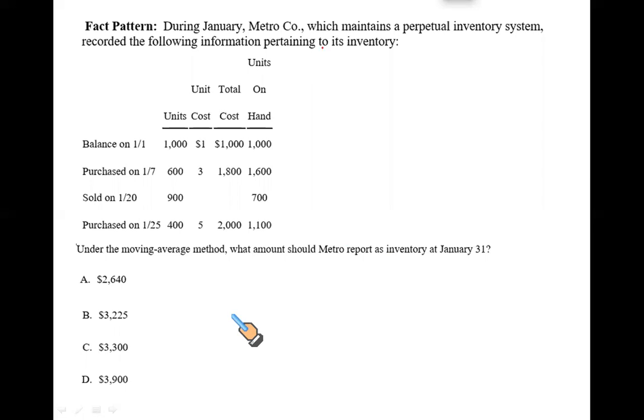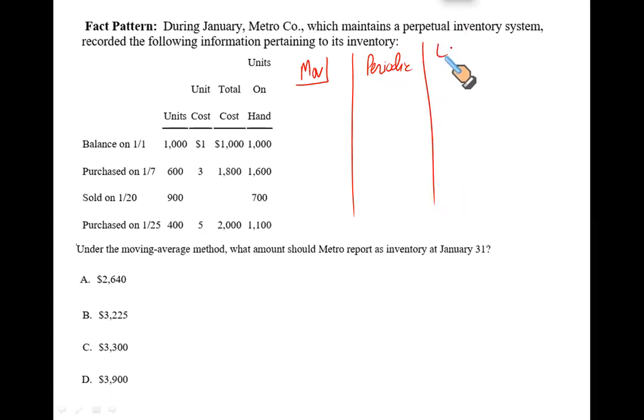Now, I'm going to solve this question first using moving average, of course, since that is the method we are currently doing. Then I will do the same question using periodic. Then I will do the same question using LIFO periodic, and I will do it using LIFO perpetual. You will see the numbers of closing stock will be different in each case.